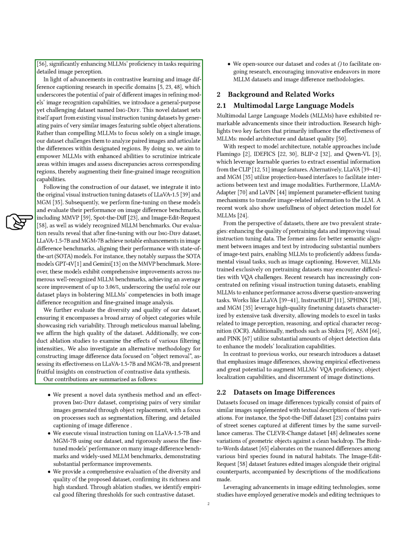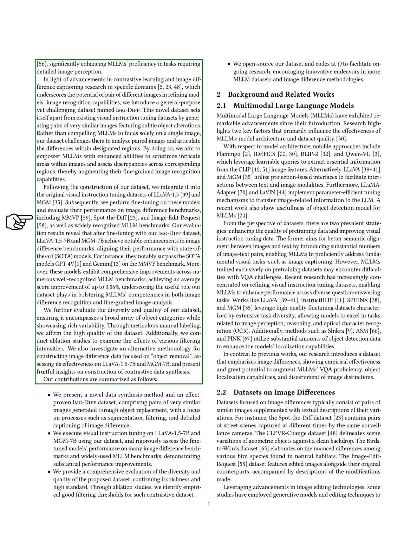Our results show that after fine-tuning with Img-Diff, LLaVA 1.5 7B and MGM 7B significantly improved their performance on image difference benchmarks, even surpassing state-of-the-art models like GPT-4V and Gemini. Additionally, these models showed overall improvements across many recognized MLLM benchmarks, with an average score increase of up to 3.06%, highlighting the effectiveness of our dataset in enhancing MLLM's image recognition skills.